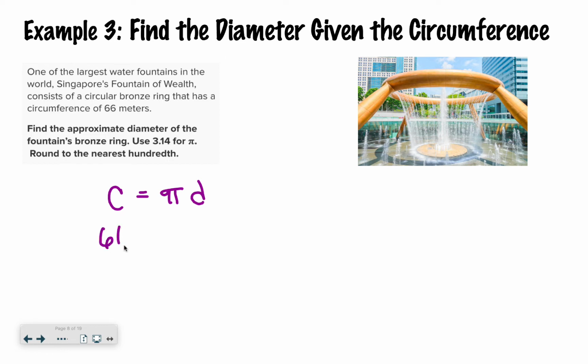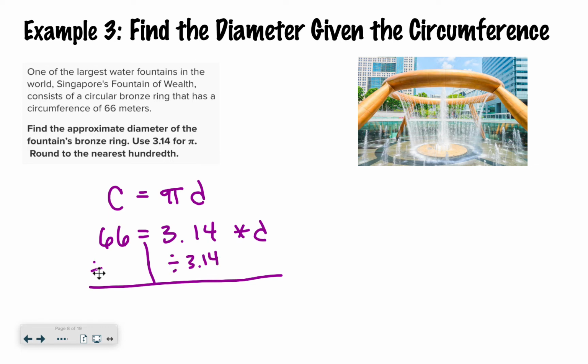So I would say 66 equals 3.14 times the diameter. In order to get the diameter by itself, I undo that multiplication with division on both sides. So then I say 66 divided by 3.14. 66 divided by 3.14 gives me 21.019102828, and it would keep going.